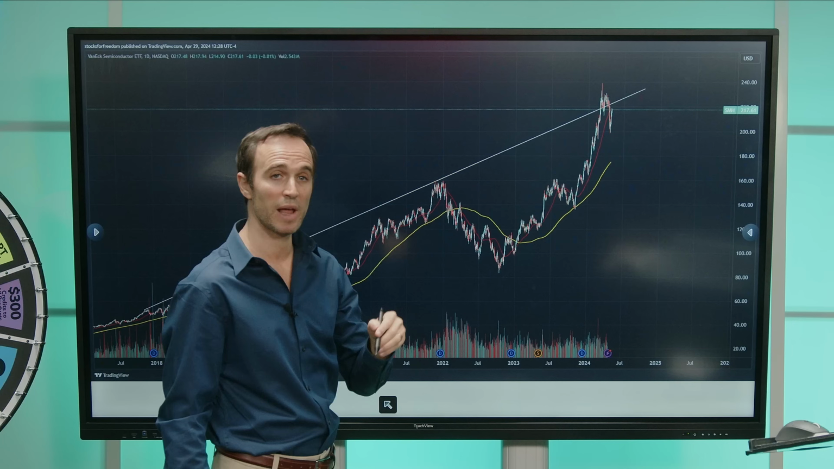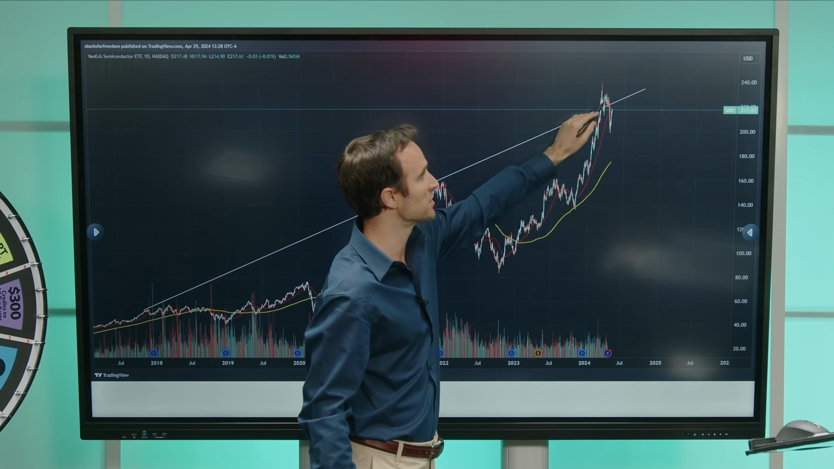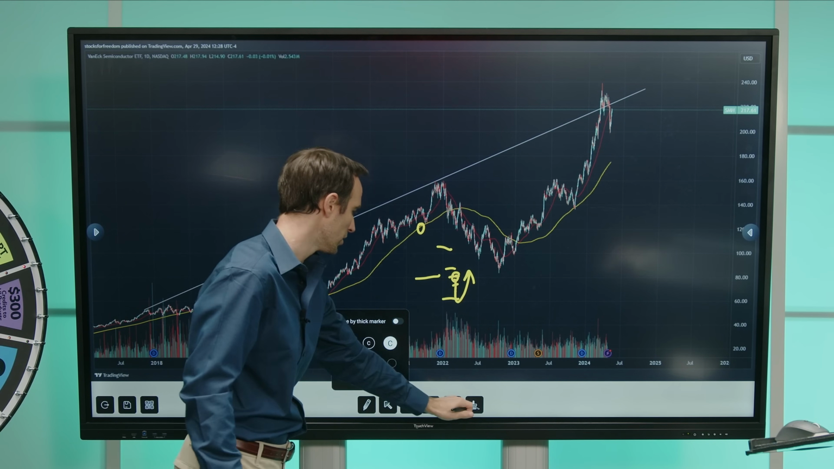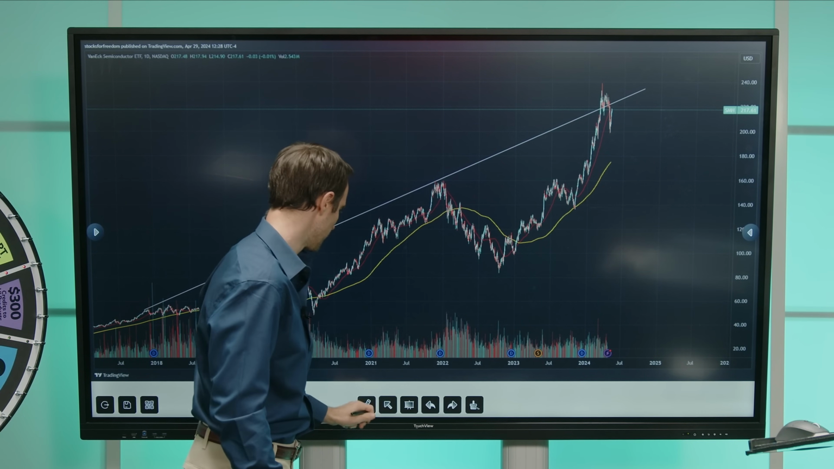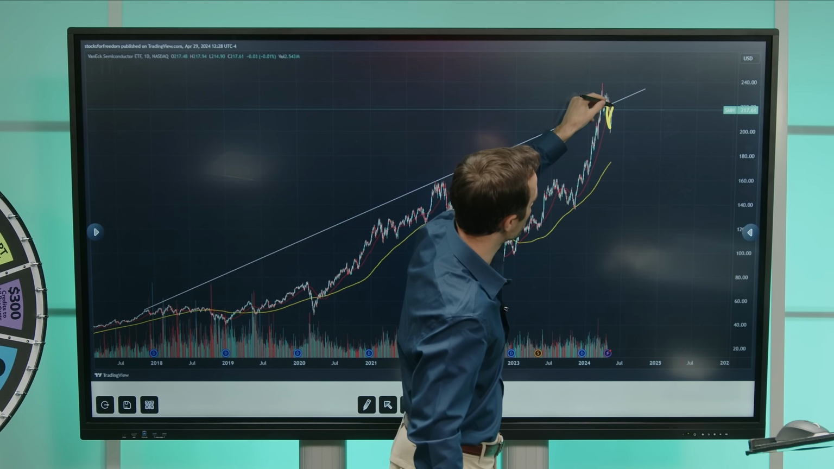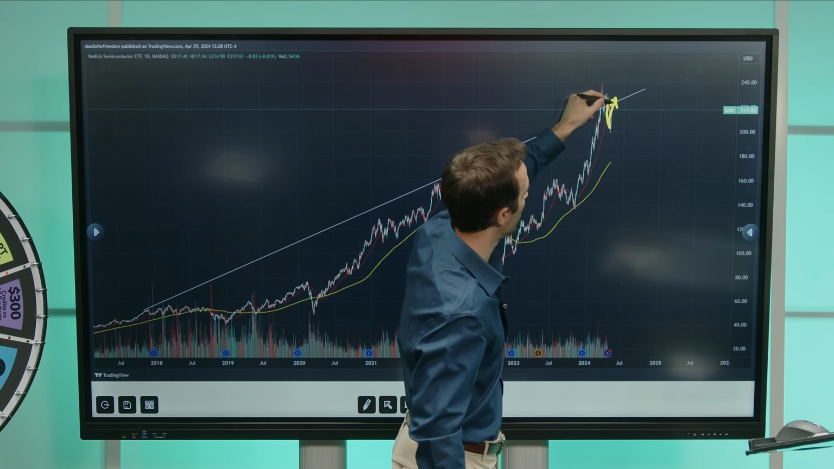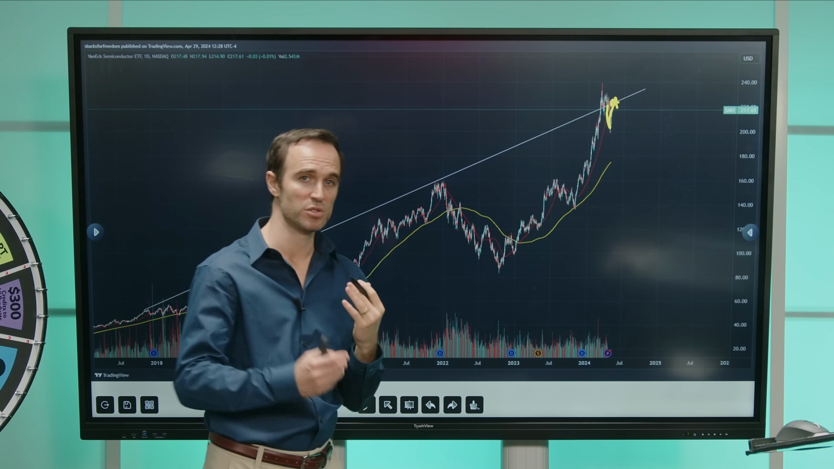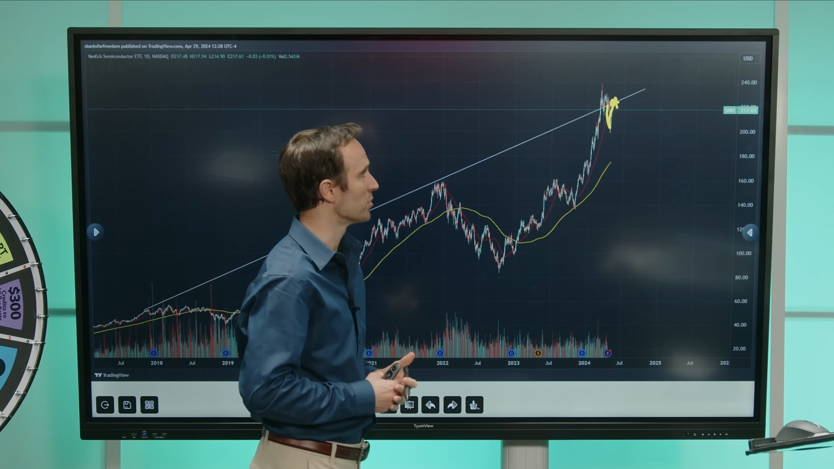But what you could do now is, let's say you miss this initial move. Well, look at this area right here. Let me clear my screen. So if this comes up into this region right here, right about, let's see, 225 area, that would be a great area to enter into a short position.